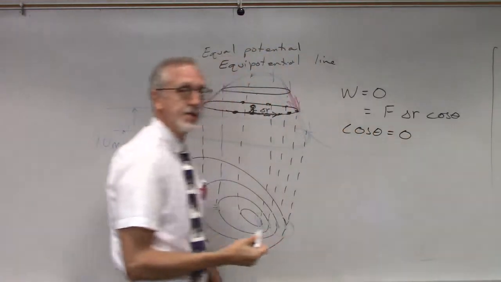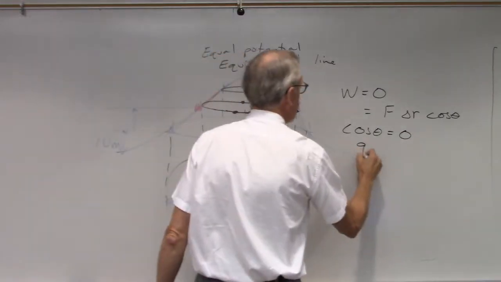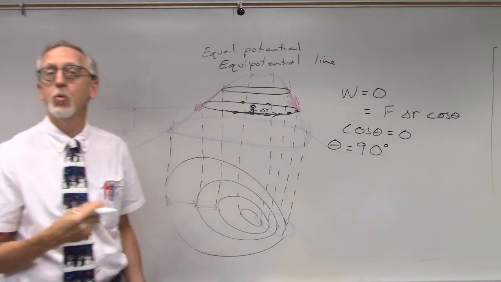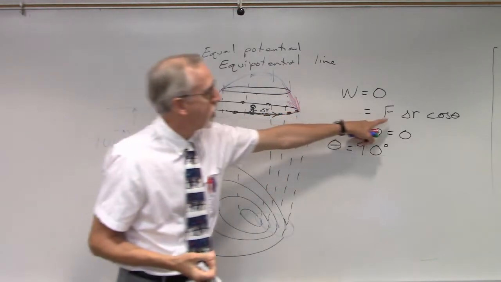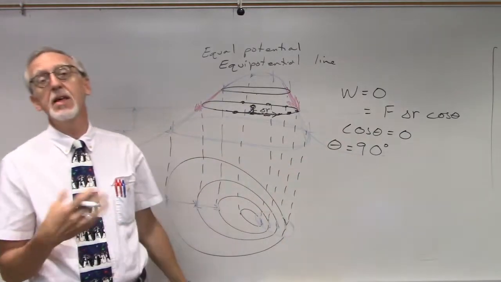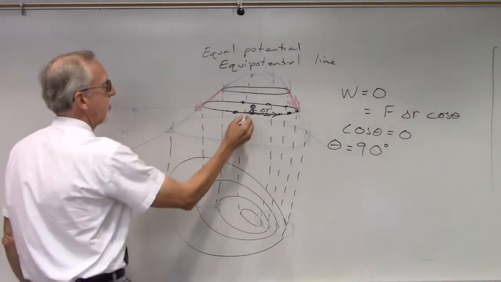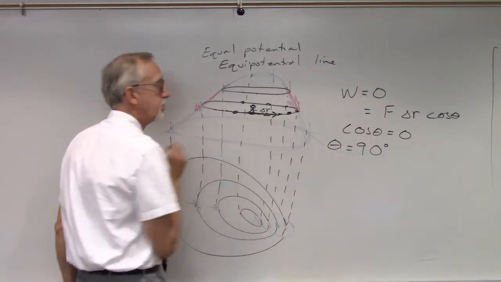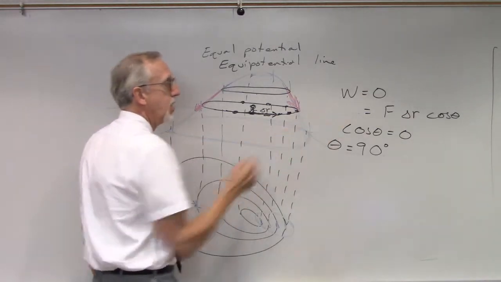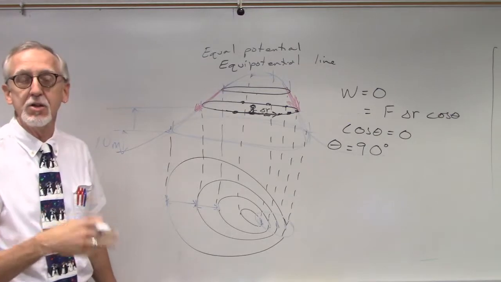Well, if cos theta is 0, what does that mean? It means that theta must be 90 degrees. Which means what? That the force and the displacement have to be 90 degrees to each other. In other words, they have to be perpendicular. If the displacement is along the equipotential line, that is telling us the force must be perpendicular to the equipotential line.